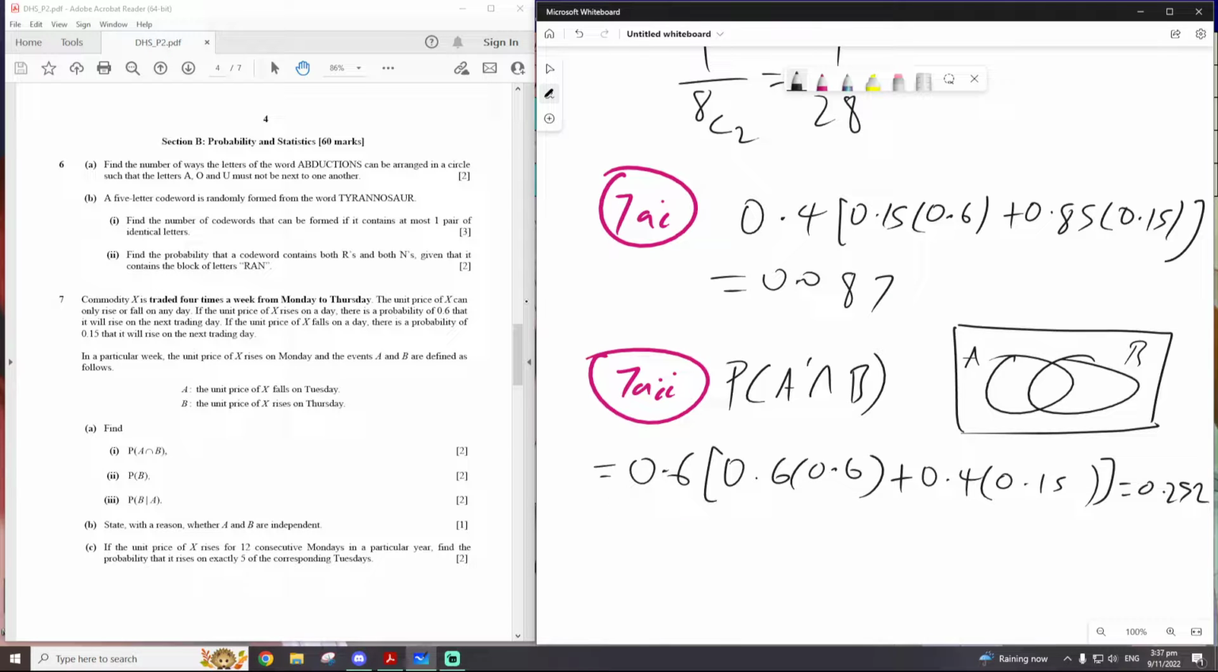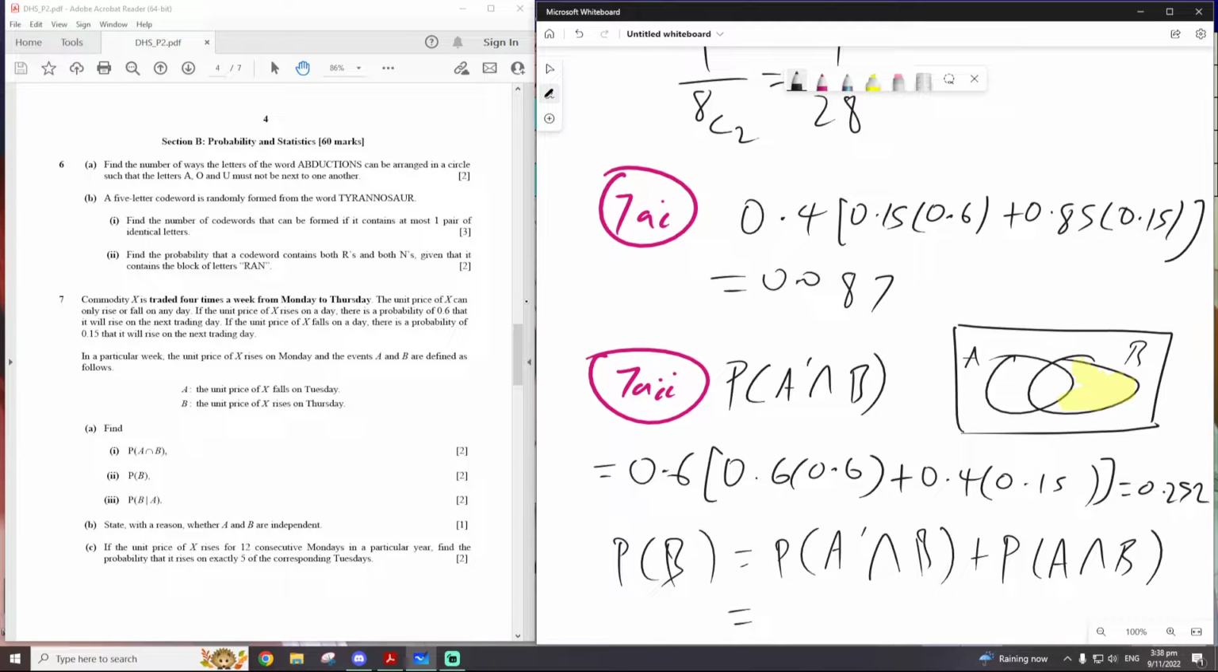A complement intersect B is, no, sorry, this one. A complement intersect B is this one, correct? So basically what I'm doing is I have found P(A intersect B). So if I add this to P(A intersect B), I will get P(B) itself, right? So this is P(A complement intersect B) plus P(A intersect B), okay? Which is 0.339. Okay.